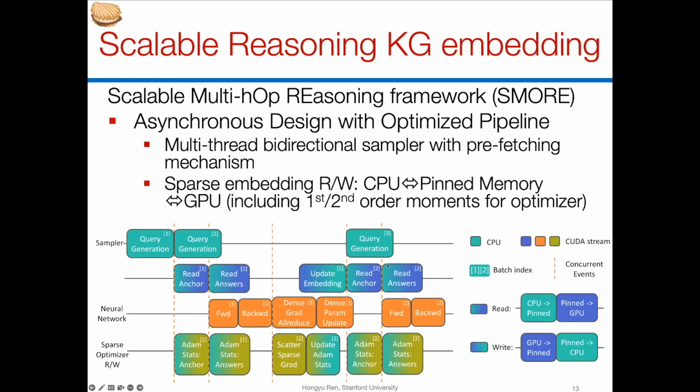And besides, we also design a structured pipeline for training, right? Where we can have as much overlap as possible for all the 4 procedures I just mentioned that each worker needs to repeatedly finish. And to reach the goal, we design a multi-thread bidirectional sampler with a prefetching mechanism. And also we have sparse embedding to pin memory to GPU communication.